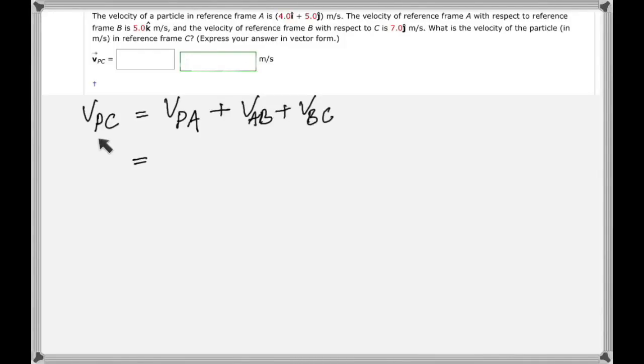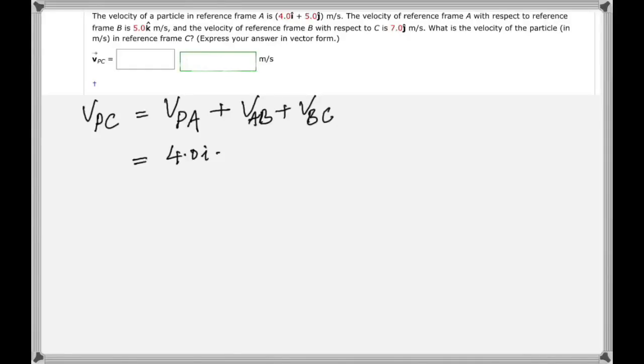So the idea is this. Look at that. You start with P, end with C. So here you see PA and then it's AB. So you end with A, begin with A, that cancels out. Same thing here. You end with B, begin with B, that cancels out. So finally you're left with P and C. So that's what you remember when you take the relative velocity.